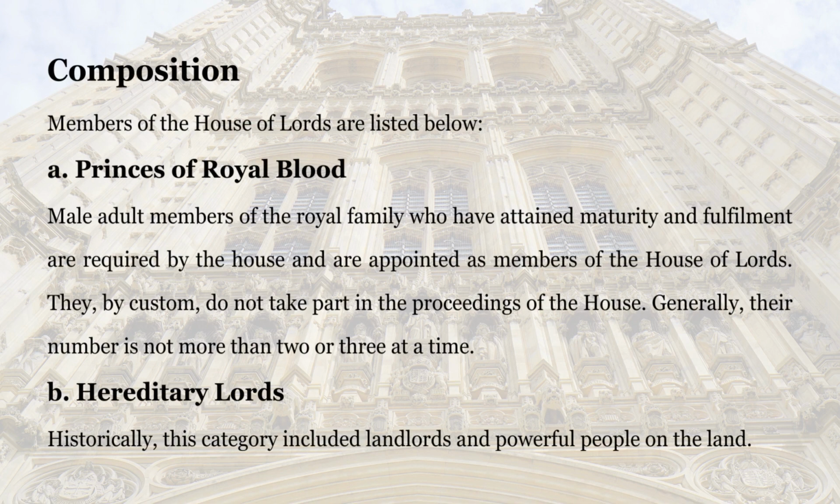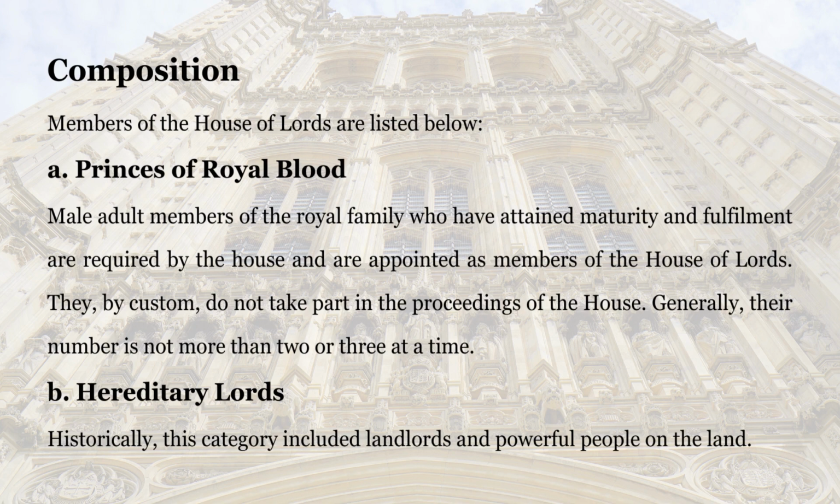Composition. Members of the House of Lords are listed below. A. Princes of royal blood. Male adult members of the royal family who have attained maturity are appointed as members of the House of Lords. They, by custom, do not take part in the proceedings of the House. Generally, their number is not more than 2 or 3 at a time.